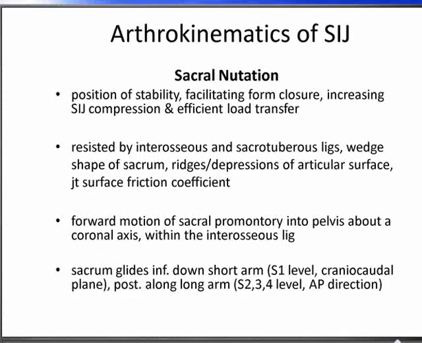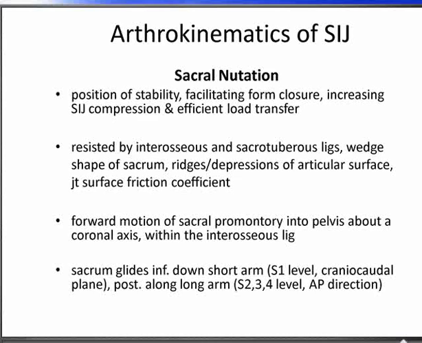Now the sacrum also moves, and we know that it moves into nutation, which is the position of stability, facilitating what we call form closure, where the bones just sort of connect together, increases SI joint compression, and efficient load transfer. It's resisted by interosseous and sacrotuberous ligaments. It's wedge-shaped in nature, so that improves the stability of the sacrum as well. It has ridges and depressions in the articular surface, which improves the friction coefficient, again promoting stability. Forward motion of the sacral promontory into the pelvis about a coronal axis is what we consider to be sacral nutation, within the interosseous ligament.